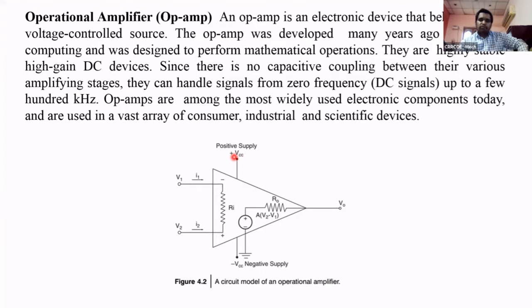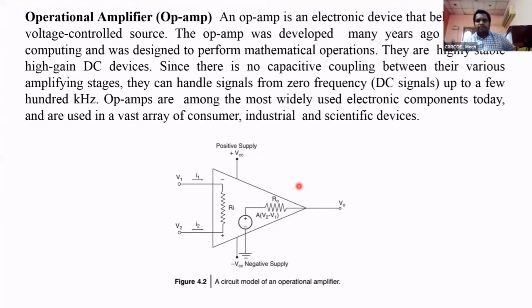One is the positive supply, that is plus VCC, and the second one is the negative supply, that is minus VCC. These two are the supply voltages to the operational amplifier. That's why the output of the amplifier can be in two polarities, negative and positive, based on the connection.